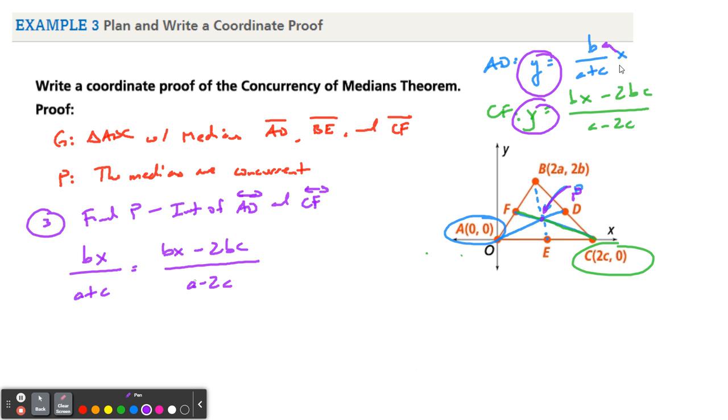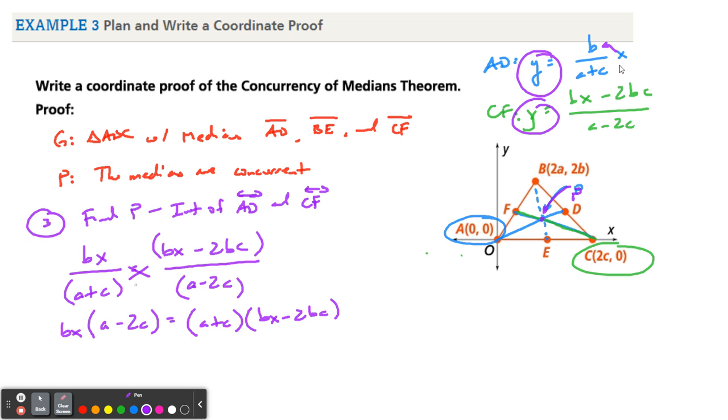Now, these are fractions. This is a proportion, so we're going to cross multiply. I'm going to put the a plus c in parentheses, the bx minus 2bc in parentheses, the a minus 2c in parentheses, and I'm going to cross multiply. So I did the bx times the a minus 2c on this side, and on the right-hand side, I did the a plus c times bx minus 2bc. Again, it's all very messy, right?